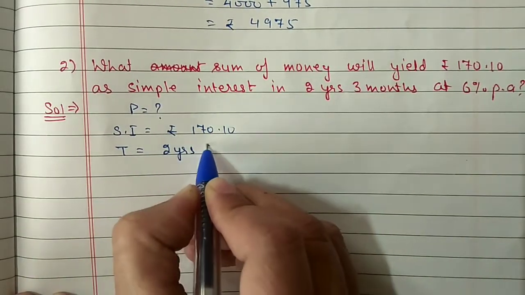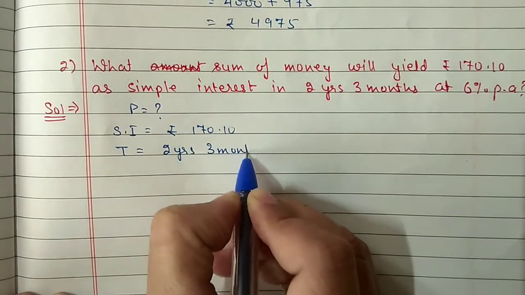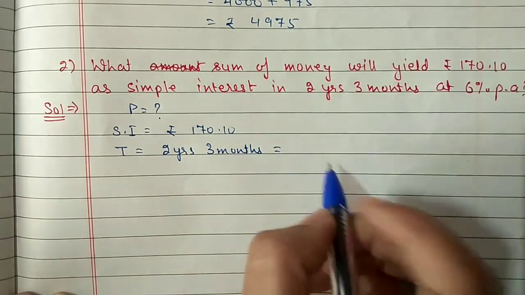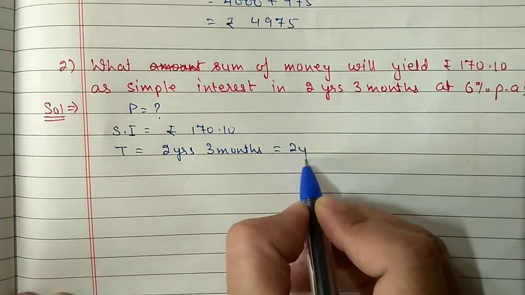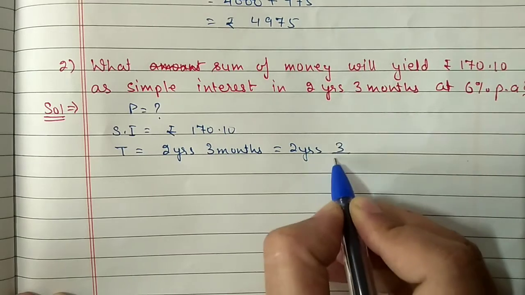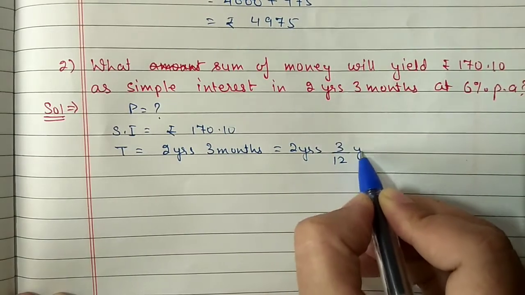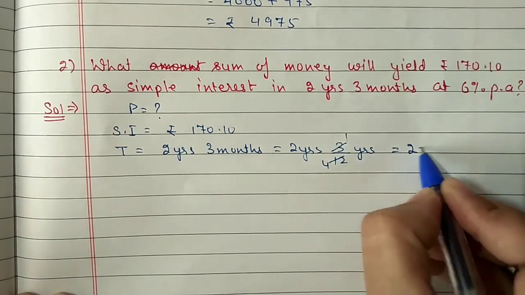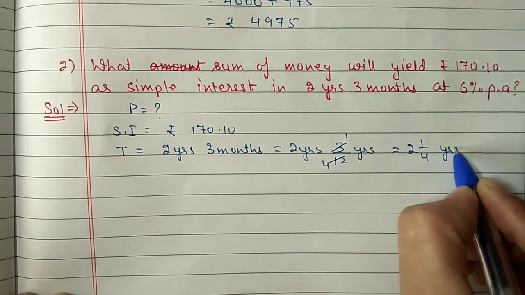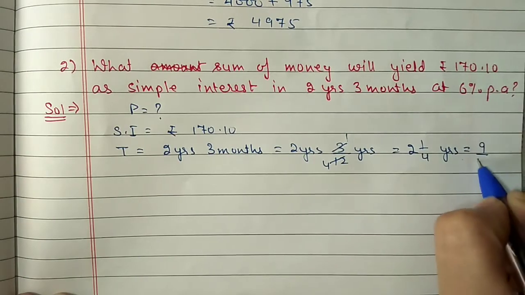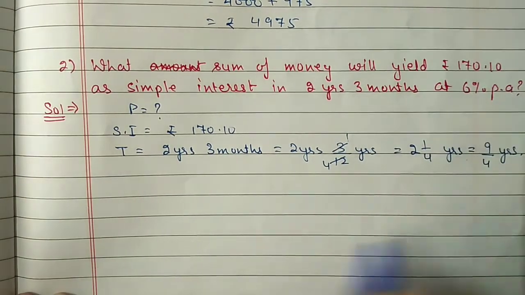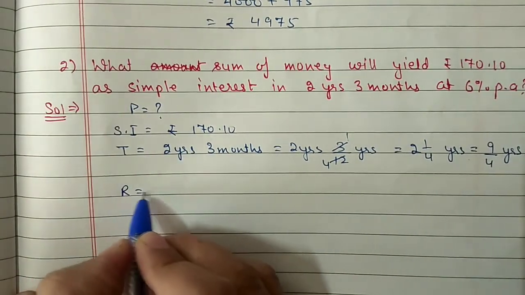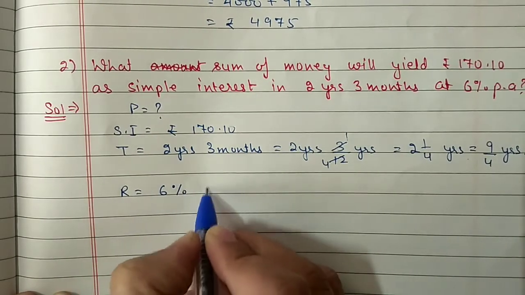Again, this 3 months we have to change into years, and to change months into years we have to divide by 12. So we can write it as 3 by 12 years, then 1 by 4. It will become 2 whole number 1 by 4 years, which we can write as 9 by 4 years. Then the rate of interest is given, 6% per annum.